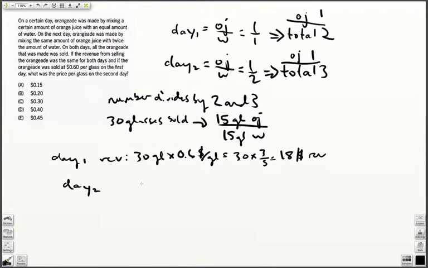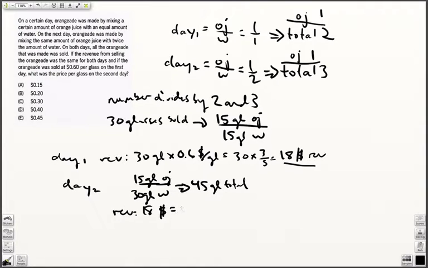However, we're going to have to calculate this from a different perspective. So we know there are 15 glasses of orange juice total, just the same as we had before. And then we have twice the water, so that's going to be 30 glasses total of water. So that means that we have 45 glasses total to sell. And we know that our revenue is going to be 18, because it has to be the same as this. So what that means is that that's going to be 45 glasses times some unknown X dollars per glass.